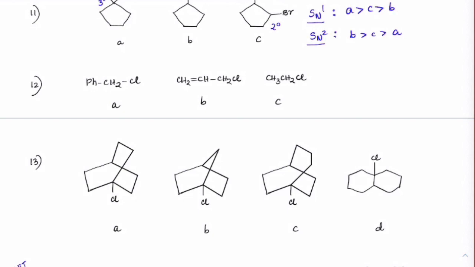Next one, you can see this is benzylic, allylic and simple primary. So definitely between benzylic and allylic, benzylic is always more favored than allylic. This is considering it has a simple allylic. If you have a tertiary allylic, that's a different case which we will discuss now.